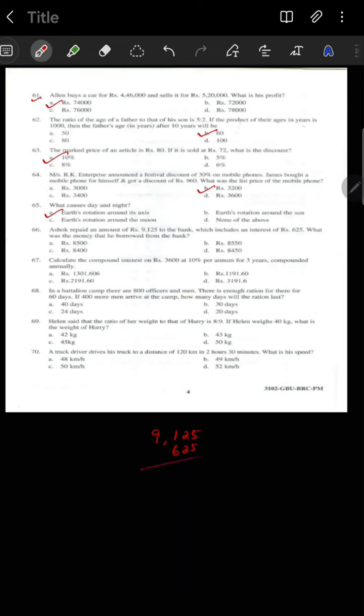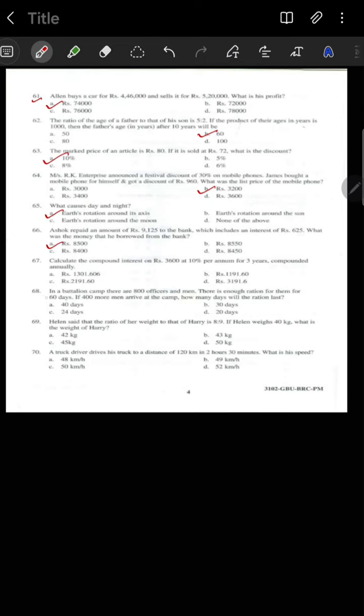If you subtract, 5 minus 5 will be 0, 2 minus 2 will be 0, then 11 minus 6 will be 5, and it will be your 8. So it means he borrowed from the bank 8500 rupees. So option A is your correct option. And next, question number 67.